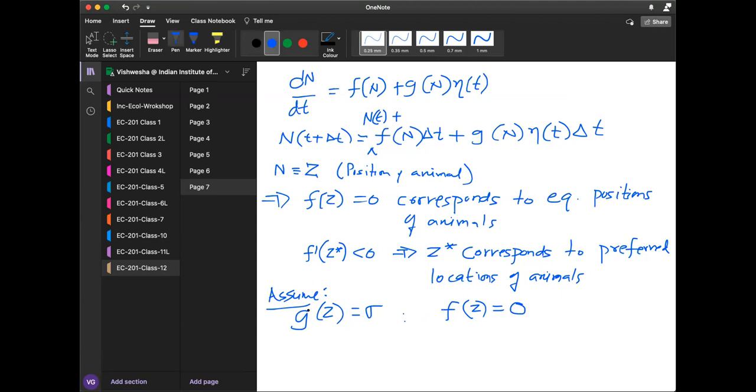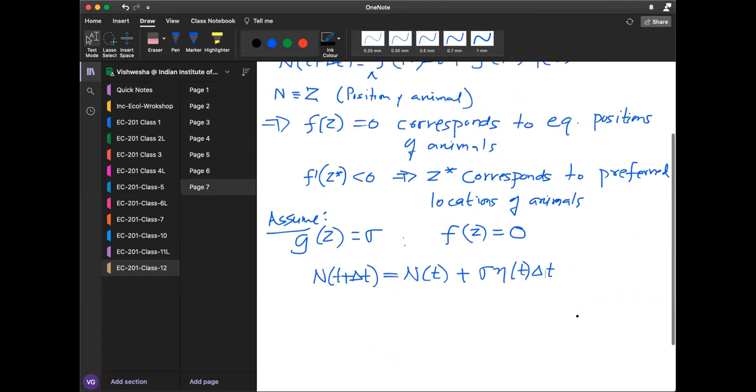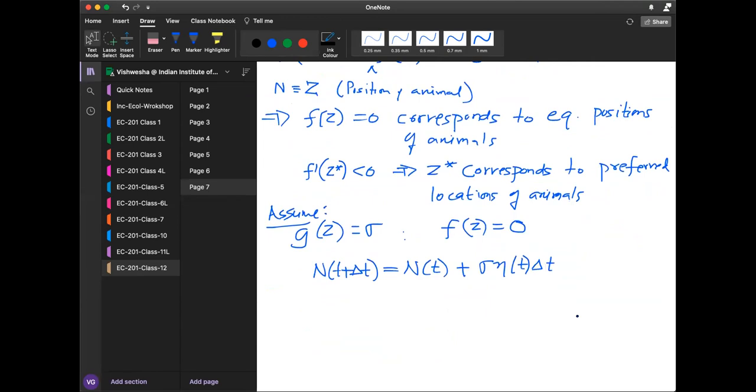So then what happens to this equation now? N of t plus delta t is equal to n of t plus sigma eta t delta t. Is it correct? Are all of you fine with this?